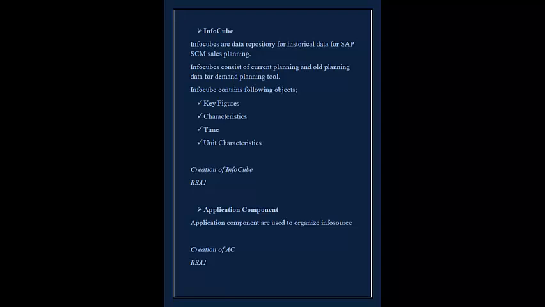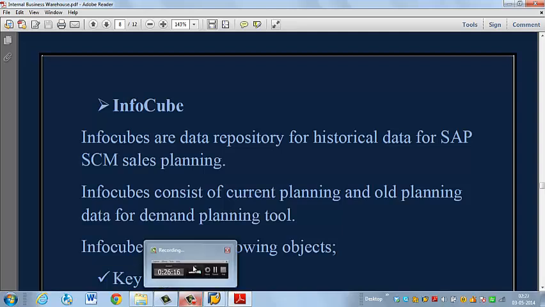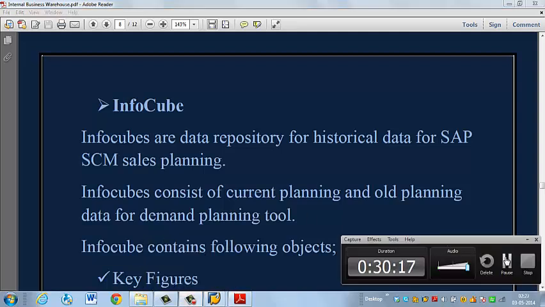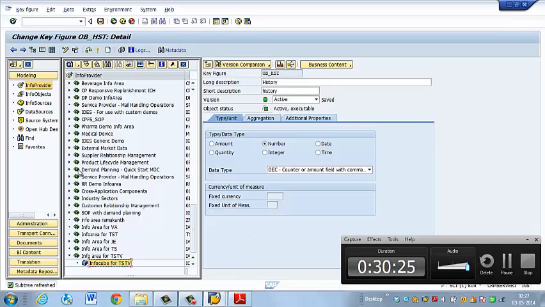Creation of application component. Application components are used to organize info sources. You can create application component under info source, it's optional, or you can create an application component under the data source and assign the data source to the application component. Create data source under the application component. Now I will take you through the creation of application component.